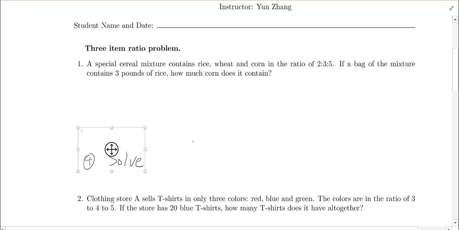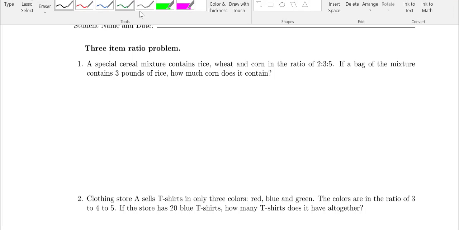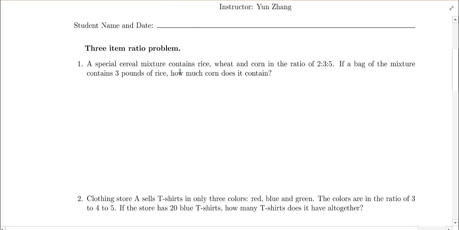Let's read the question. The question is this: a special cereal mixture contains rice, wheat, and corn in the ratio of 2 to 3 to 5. If a bag of the mixture contains 3 pounds of rice, how much corn does it contain? The first thing you usually pay attention to is to understand what they want you to solve. You want to solve for the corn. How much corn is there?